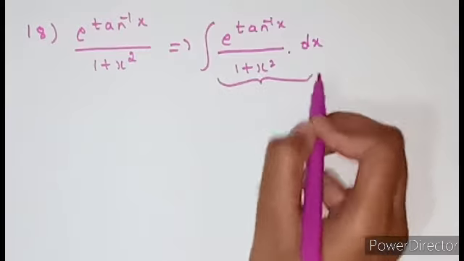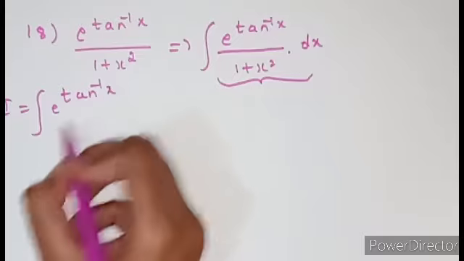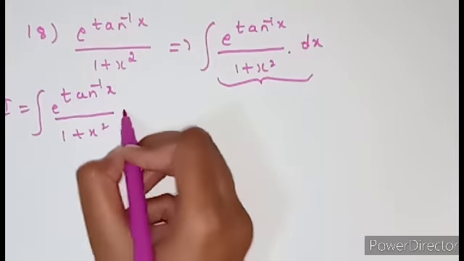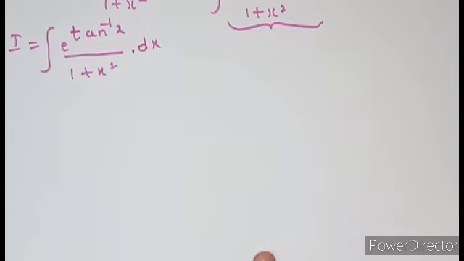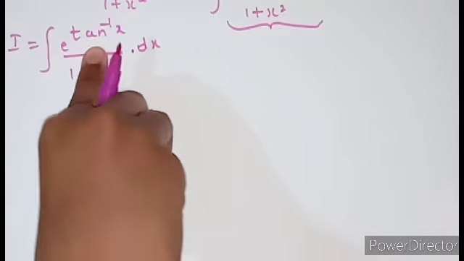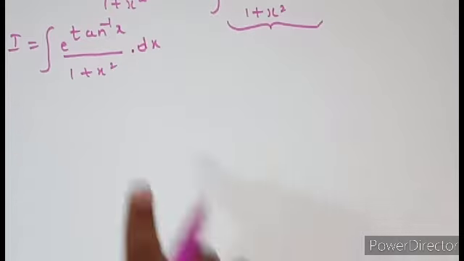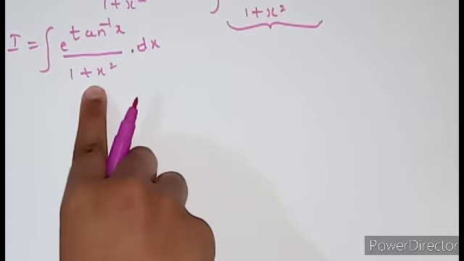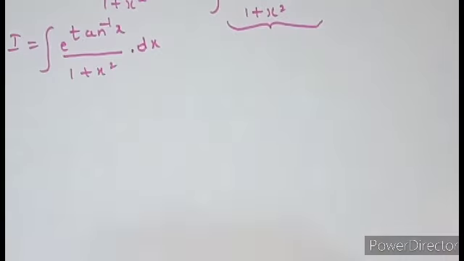Let us take this as I is equal to the integral of e raised to tan inverse x upon 1 plus x square into dx, right? Now we have to choose the function as t so that we can solve the integral very easily. If I choose tan inverse of x as t, the derivative of tan inverse x is 1 upon 1 plus x square. Then we can solve this problem very easily, because the 1 plus x square gets cancelled.